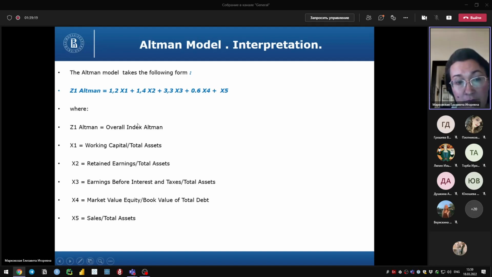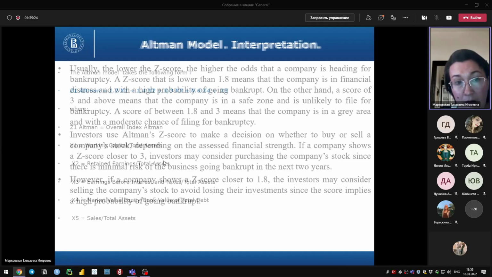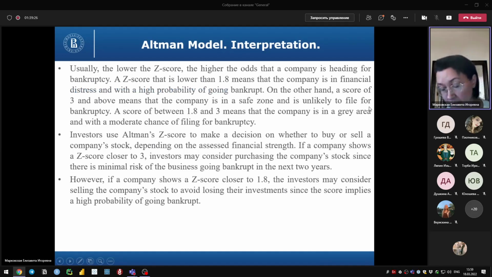This model consists of 5 elements, and on this slide you may read about the interpretation. So the main logic of this model is that the lower the Z-score, the higher the odds that the company is heading for bankruptcy. For example, a score between 1.8 and 3 means that the company is in the gray zone or gray area with a moderate chance of filing for bankruptcy.